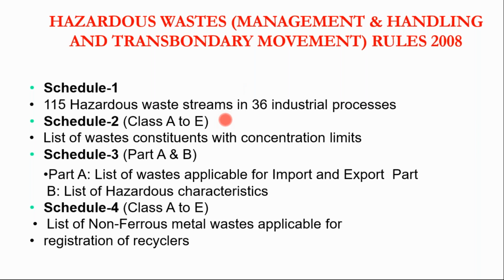Then there is a class of these hazardous wastes. A list of waste constituents with concentration limits is mentioned in schedule 2 in the categories, that is, class A to E. In schedule 3, part A and B. Part A is related to the list of waste applicable for import and export, and part B is related to the list of hazardous characteristics. So the waste applicable to import and export is mentioned under part A of schedule 3, and the list of hazardous characteristics is mentioned in part B of schedule 3.